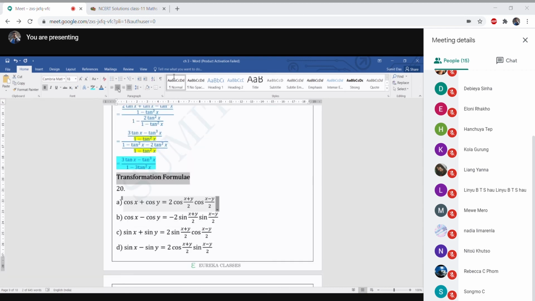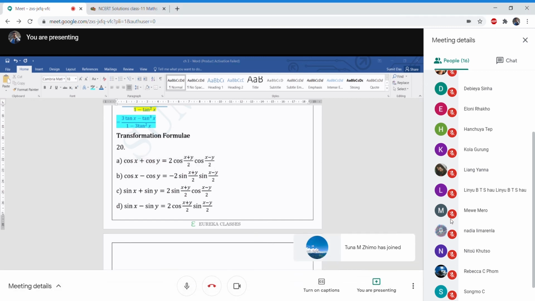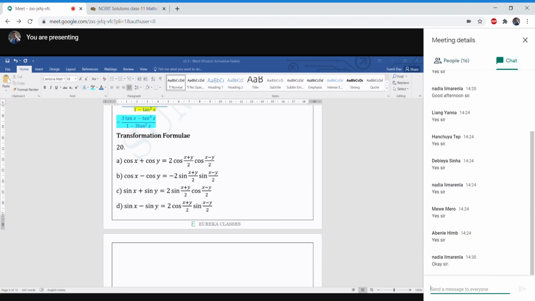In this formula you can see it is a transformation from addition to product. Look, you can see cos x plus cos y, and the formula is 2 cos of (x plus y) by 2 and cos of (x minus y) by 2. So these are the four things. Next, cos x minus cos y. Cos of x minus y and cos x minus cos y are both different. Am I clear?